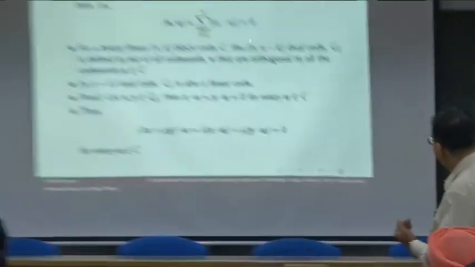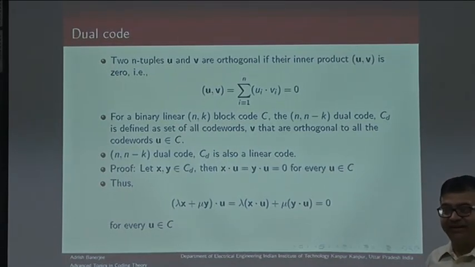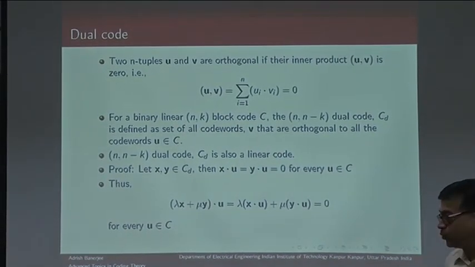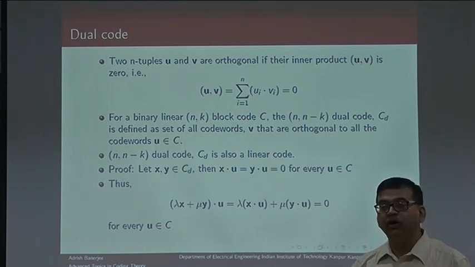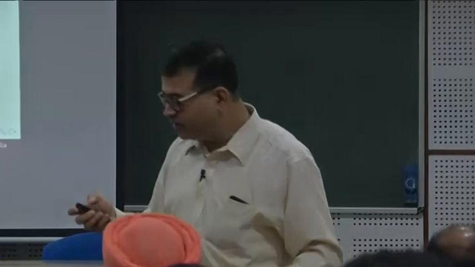The point I am trying to make is, whenever k and n are large, and k is close to n, sometimes it is better to work in the dual domain. What do I mean by working in the dual domain? Let's say I ask you to find the weight distribution of this (n, k) code. If k is very large, you cannot enumerate all the code words, or it might be quite difficult. But if n minus k is small, then you can easily enumerate all possible code words and find the weight distribution.